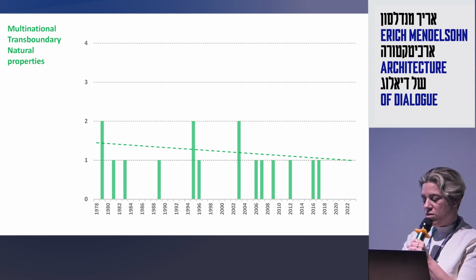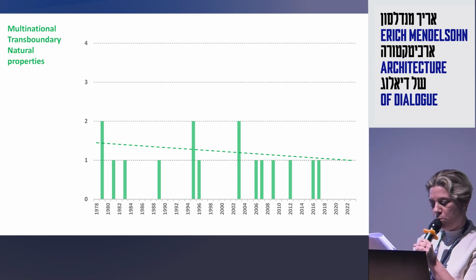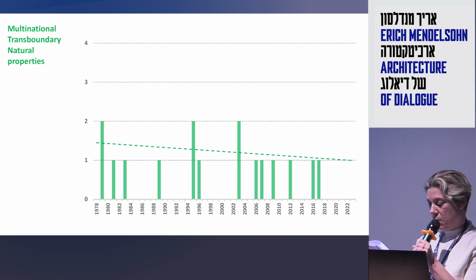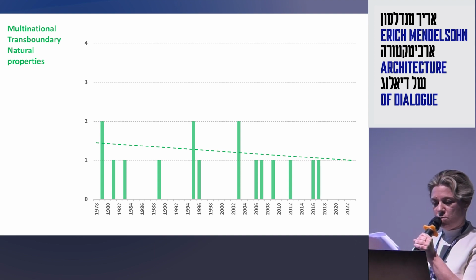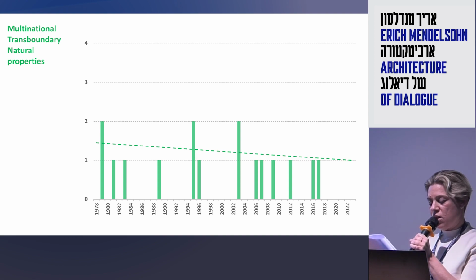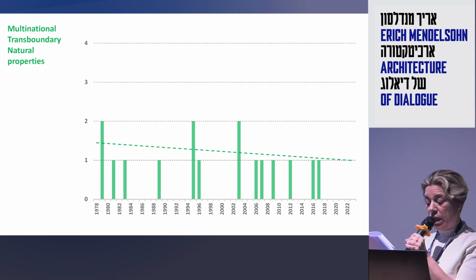When we observe the trends of natural heritage, we can see the obvious connection between natural themes and transboundary properties. Since most transboundary heritage is natural, we notice how the shift from transboundary to transnational is reflected here in the decrease of natural properties and a probable increase in cultural ones along the years.